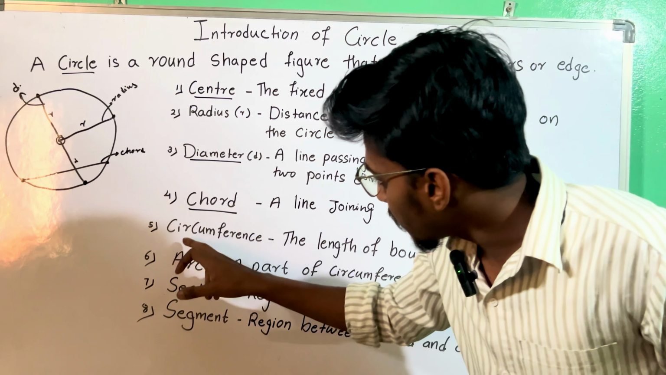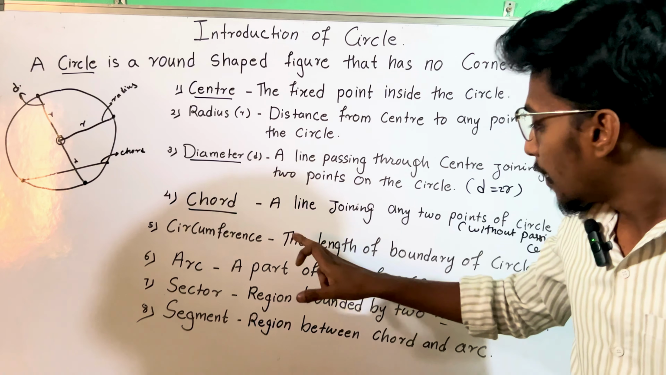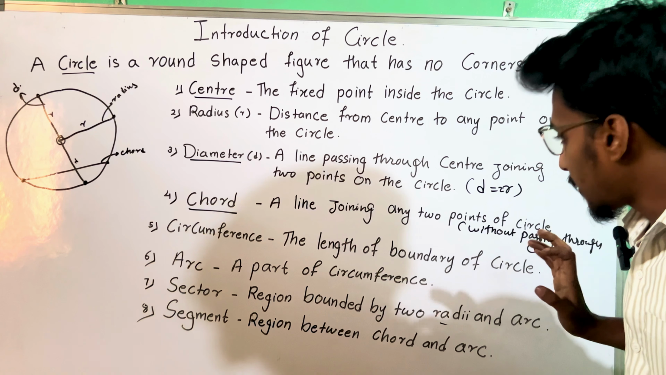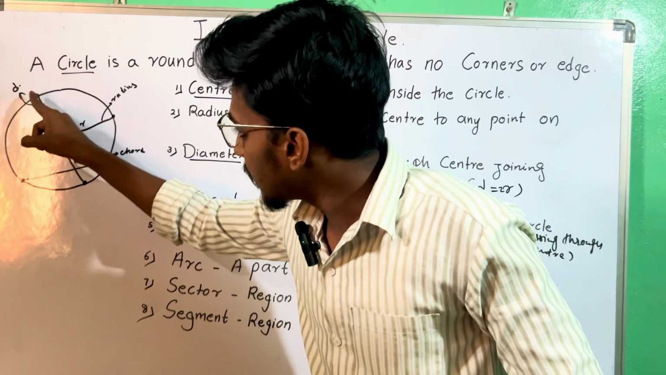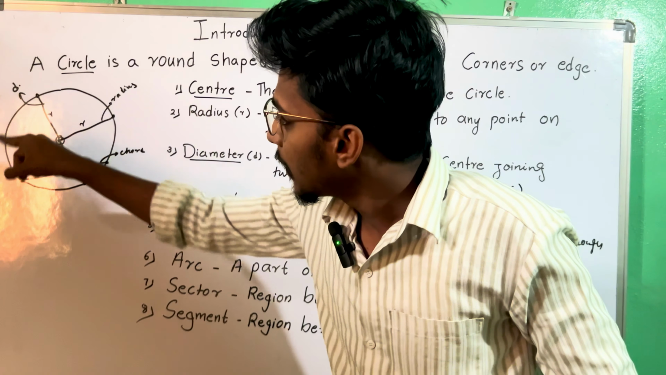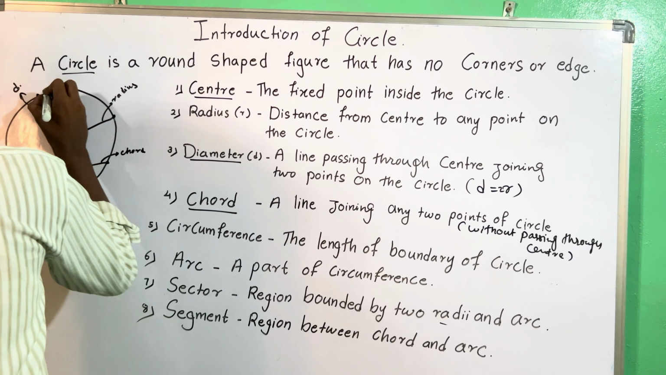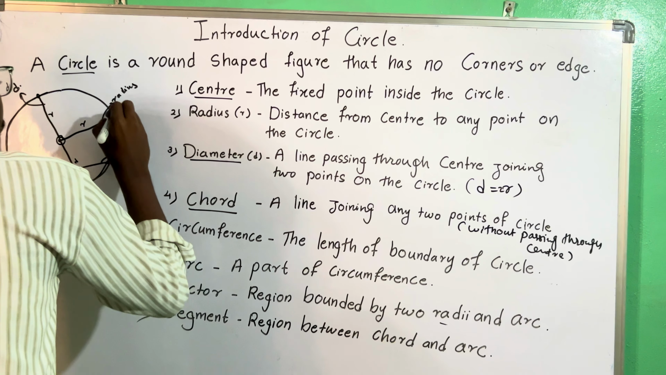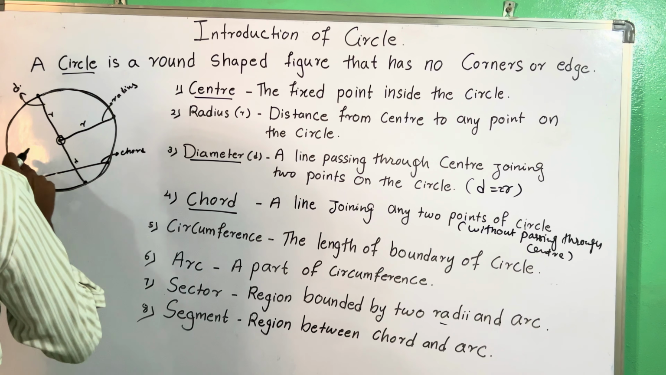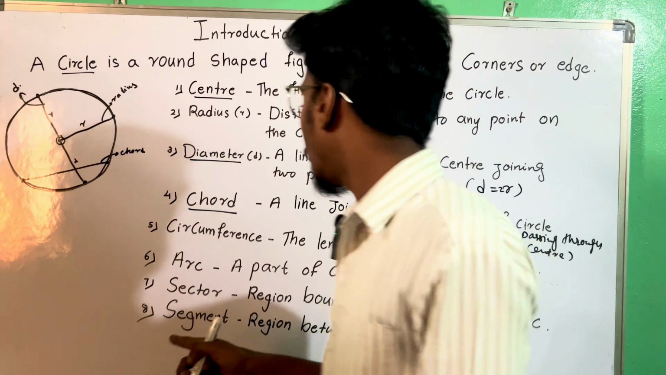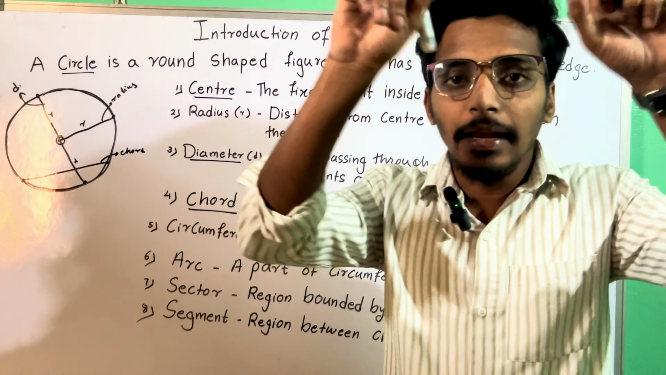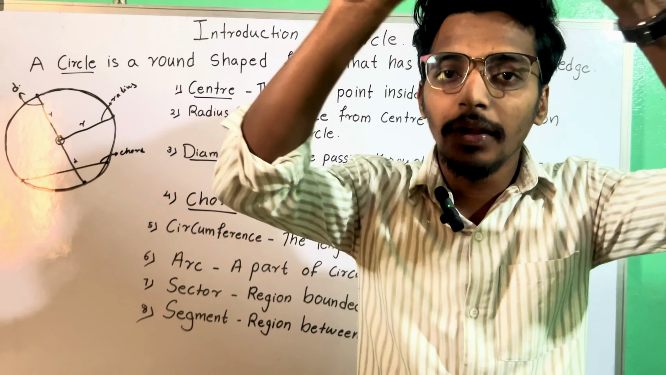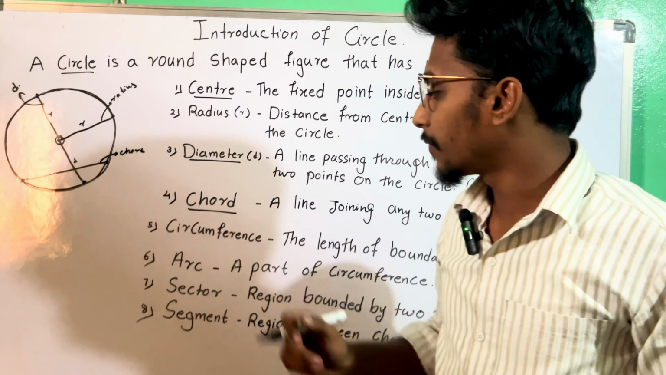So the next term is circumference. The length of the boundary of a circle. You can see this is the boundary of a circle. If I measure the length of this boundary, that measurement is called our circumference. The length of the outer border of the circle is called circumference.